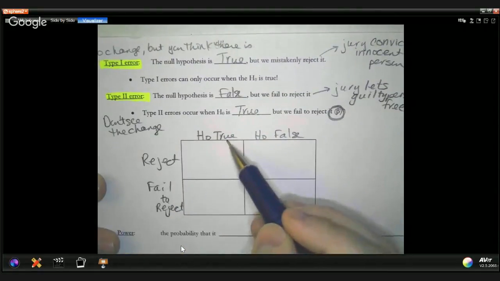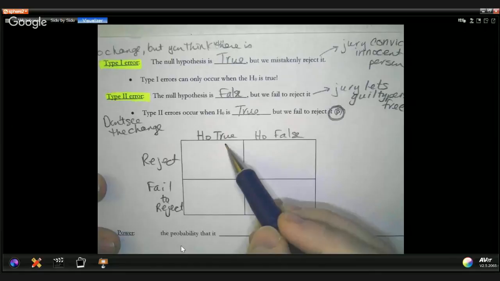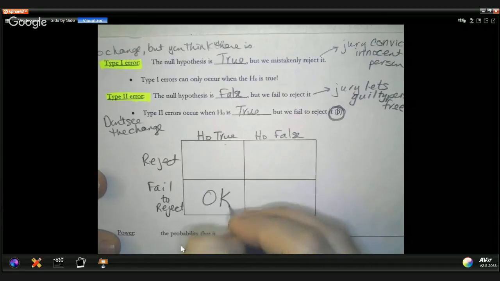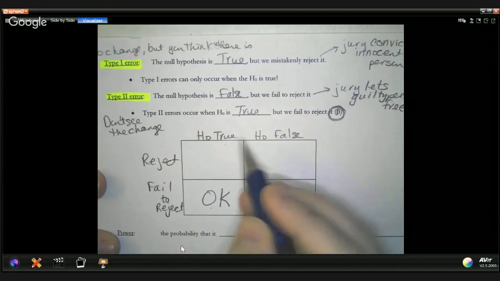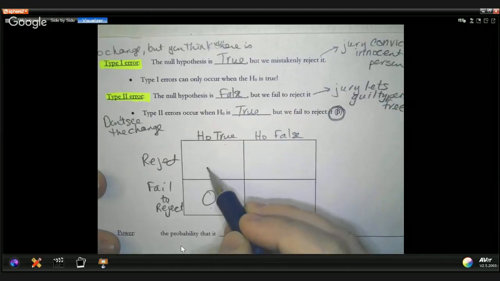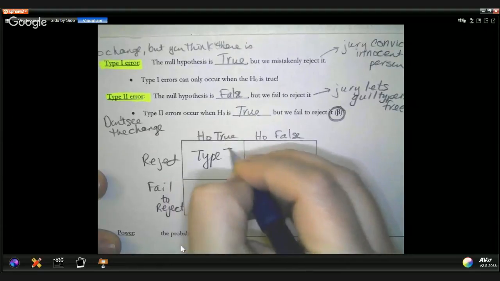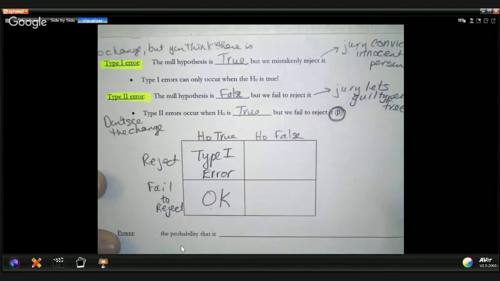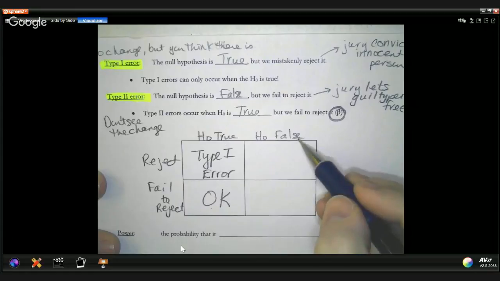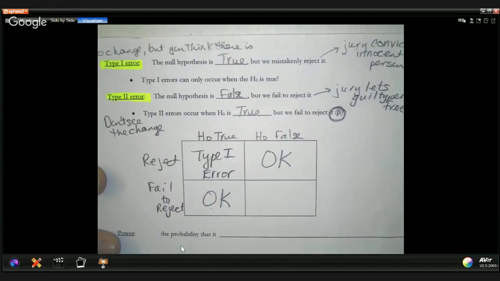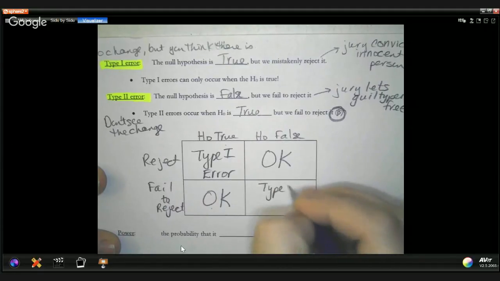Okay, if your null is true, then you are supposed to fail to reject it because the null is true and there was no difference. So this is what's supposed to happen. If it's true, but you reject it, this is a type 1 error. If the null is false, that means there's change, you're supposed to reject it, so that's okay. But when the null is false and you don't recognize it, that's a type 2 error.